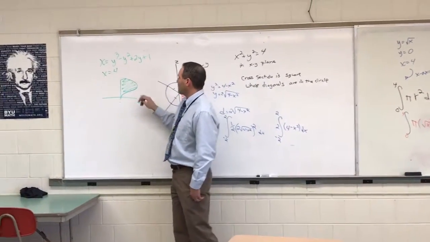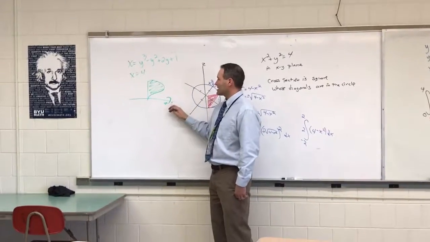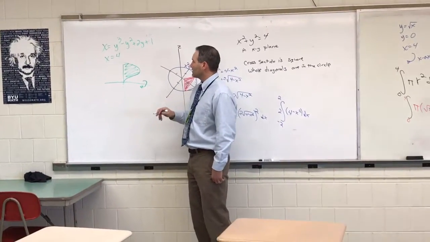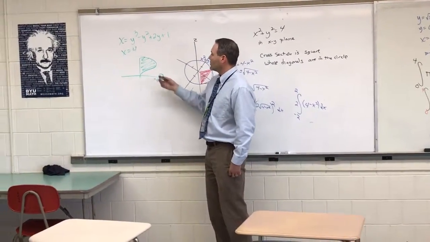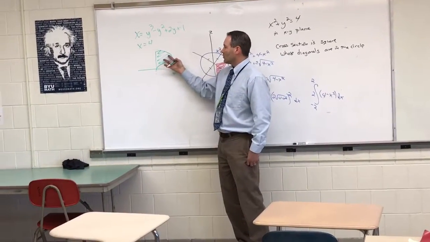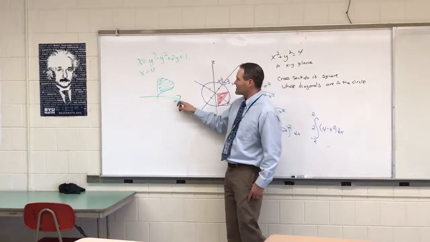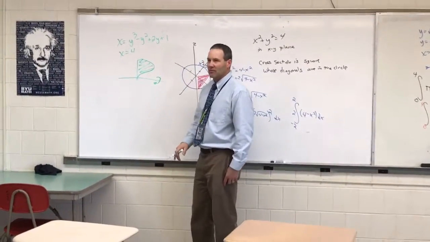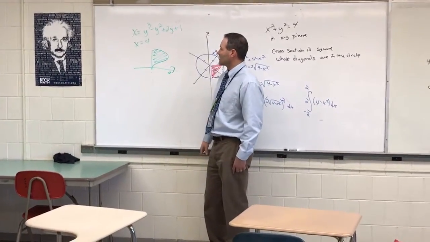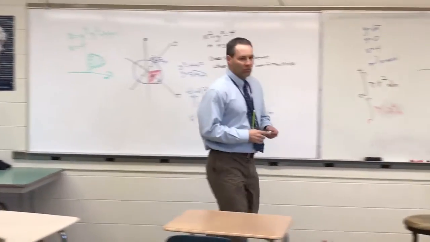Okay, so if we're going to revolve this area around the x-axis, we can't use the washer method, right? Because we'd be integrating with respect to x. So if we're going around the x-axis here, we would have to use the shell method, because then we would be integrating with respect to y.